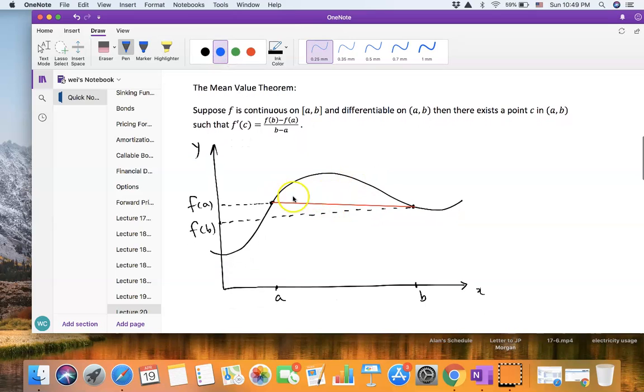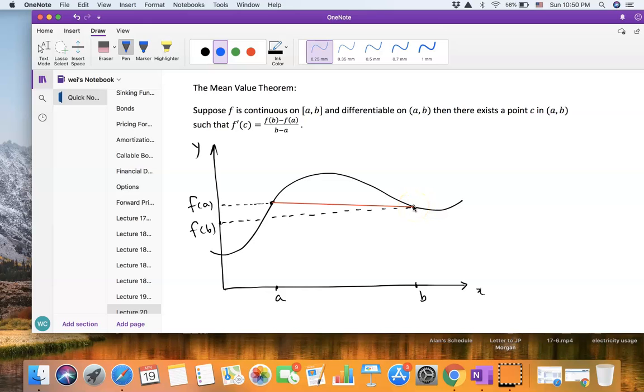Okay. So right now we know the function is continuous and differentiable on (a, b). When x equals a, the function value is f of a, which is here. When x equals b, the function value is f of b, which is here. Now, if I connect these two points, I will have a red straight line, right? I will have a secant line.